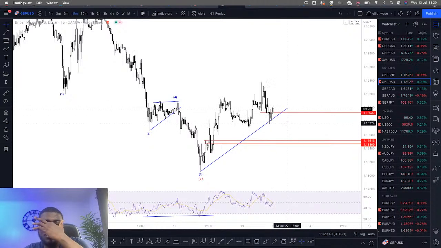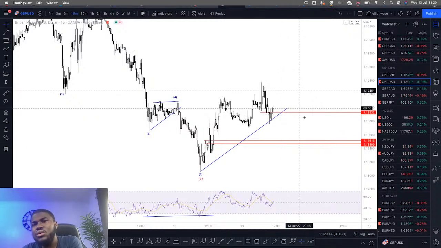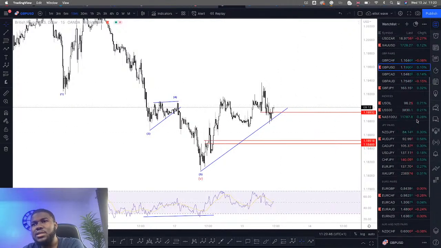So we are going to look deeper and see if we have any opportunity to short or to go long on GBPUSD in today's session.